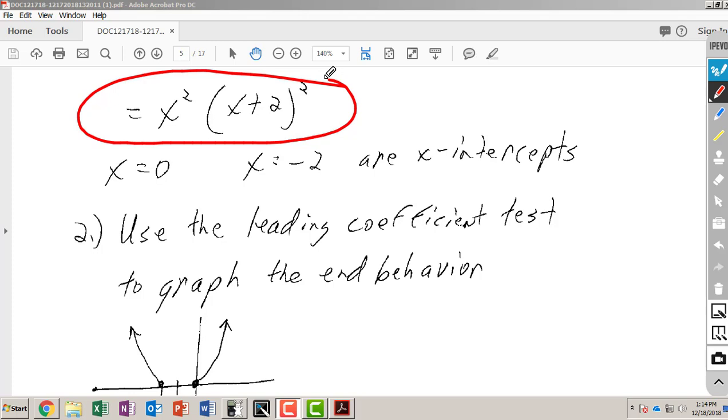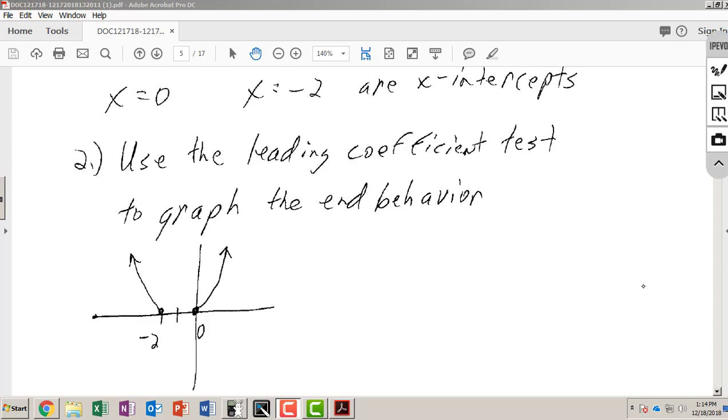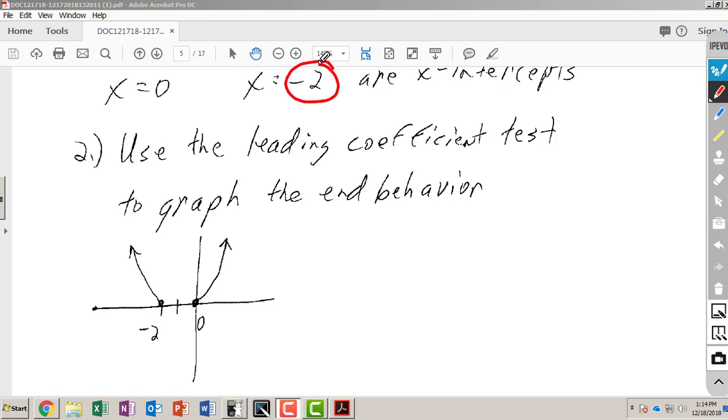So notice here's your answers. The answer to x squared is going to be 0, and the answer to x plus 2 is going to be negative 2. These are your x-intercepts. So when I go to graph this, I'm going to go ahead and put those on my graph as the x-intercepts. So you'll notice I've started to graph this right here. Here's my x-intercept of negative 2. And here's my other x-intercept of 0. And I put those on my graph.